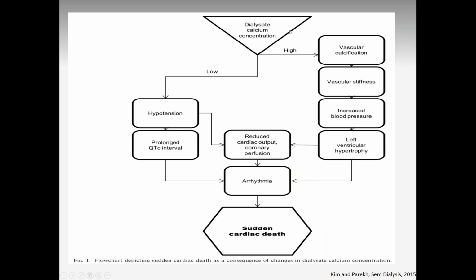We know that if we have a high dialysate calcium, you're going to be at risk for vascular calcification, which leads to stiffness, increased blood pressure, LV hypertrophy, which ultimately can lead to worsening cardiac function, arrhythmias, as well as sudden cardiac death. If you have a low dialysate calcium, you're at risk for hypotension, prolonged QT interval, and ultimately again leading to cardiovascular disease, arrhythmia, and sudden cardiac death. So it's really balancing this fine tuning of the body in trying to maintain what is the optimal calcium that you need.